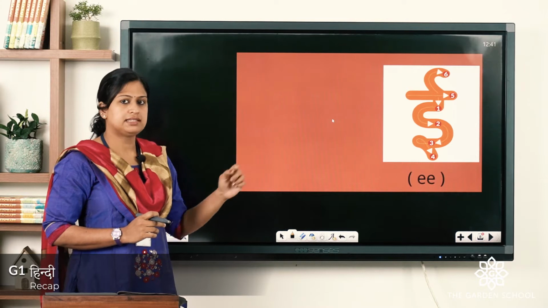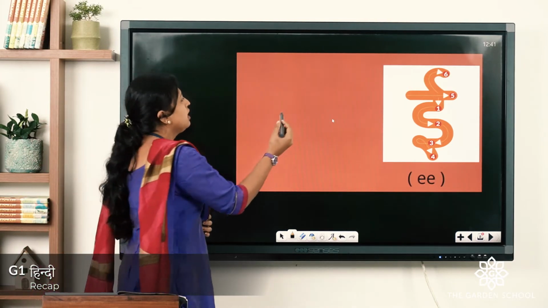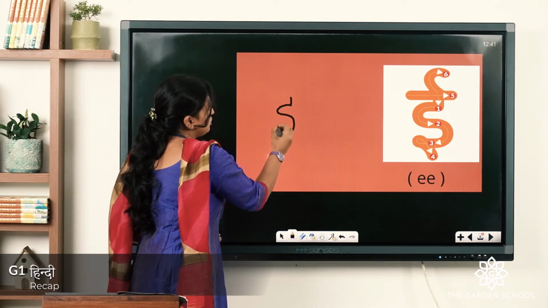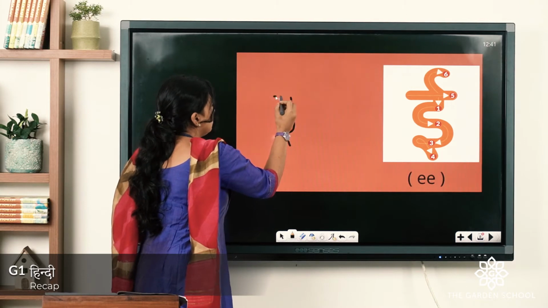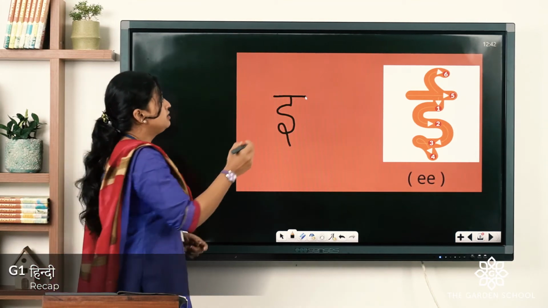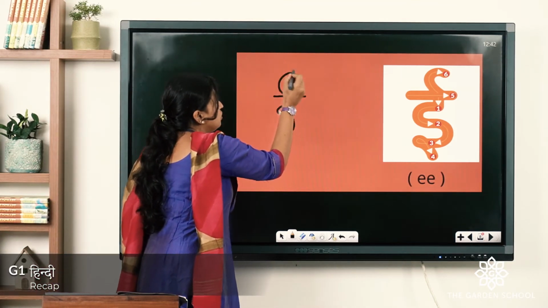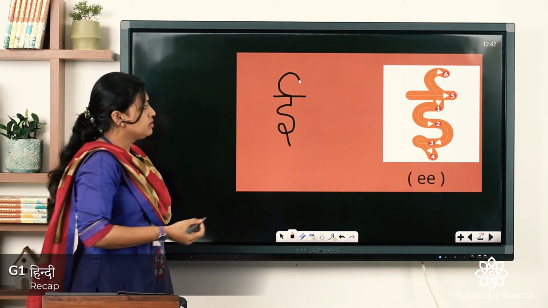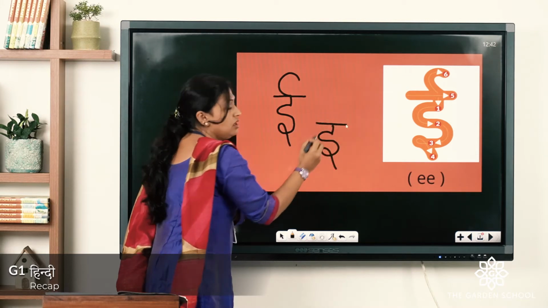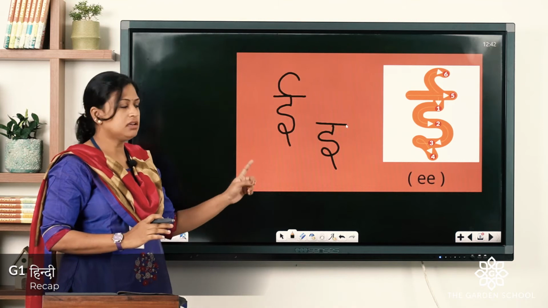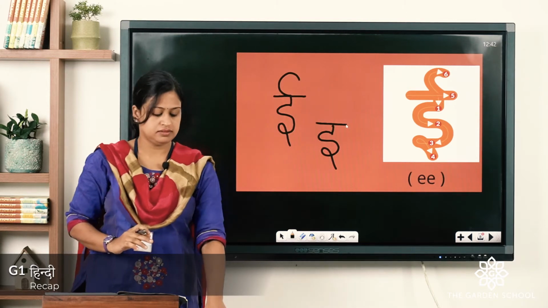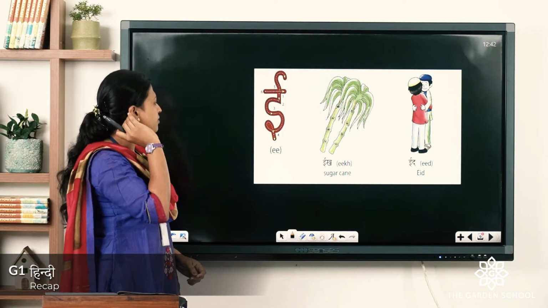This is the next Swar, next vowel. First, we will draw a short line, then S, and it should come down. The difference between E and E is that of a small hook on the top. So, E was like this. There was no hook on the top, but E has a hook on the top and it has a longer sound, E. Now, let's see words with E.